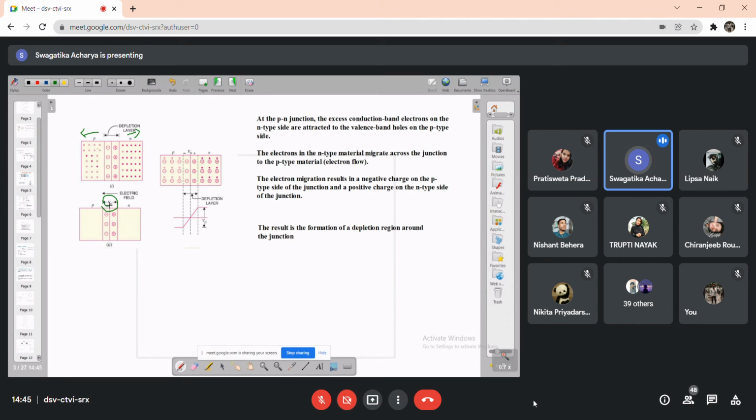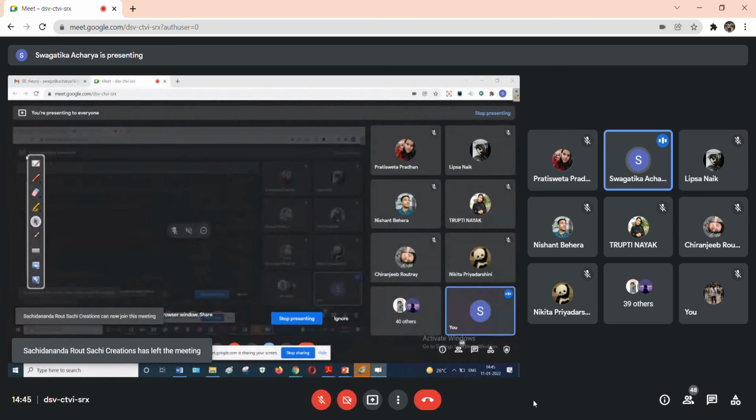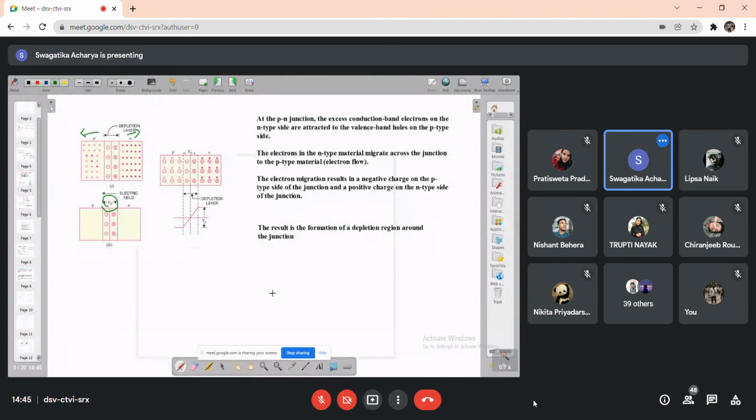So now we will go for biasing. What is biasing? You can write down: the term biasing refers to the application of external voltage across the two terminals of the device. As you know, our diode is a two-terminal device, isn't it? The symbol of a diode looks like this. Correct or not? Yes, ma'am.